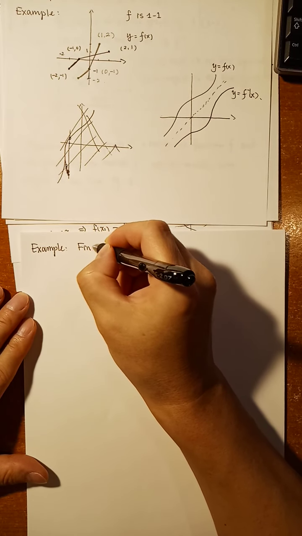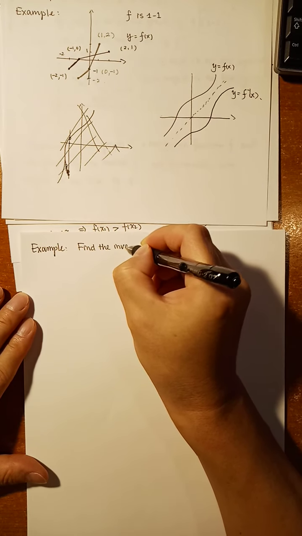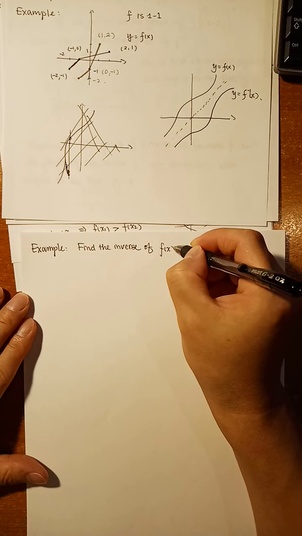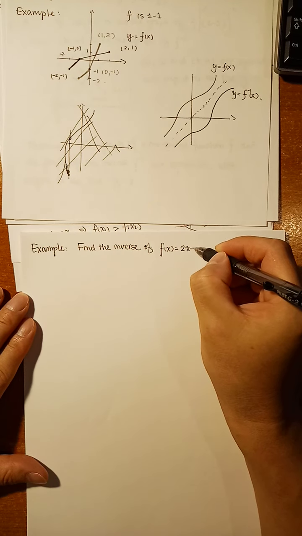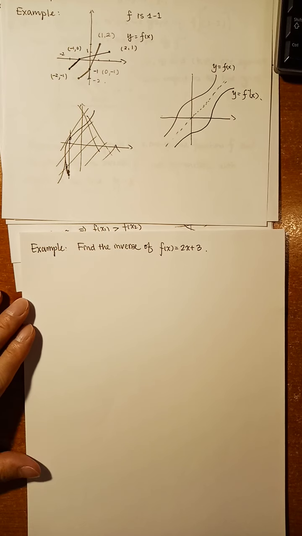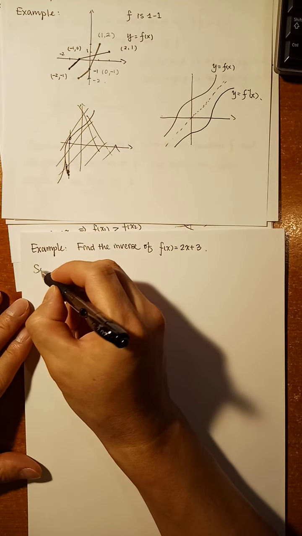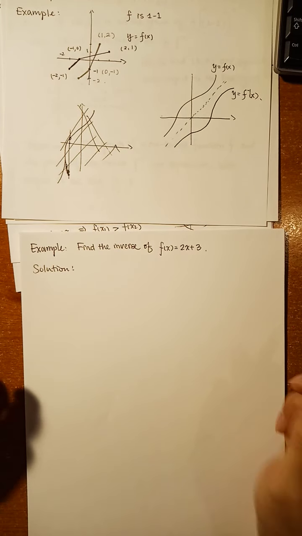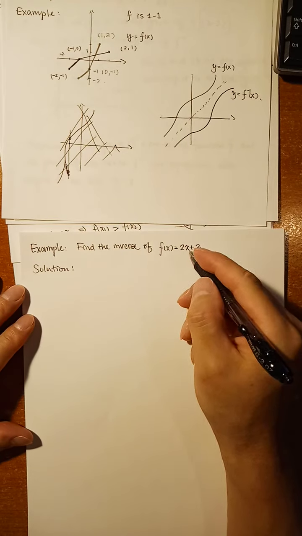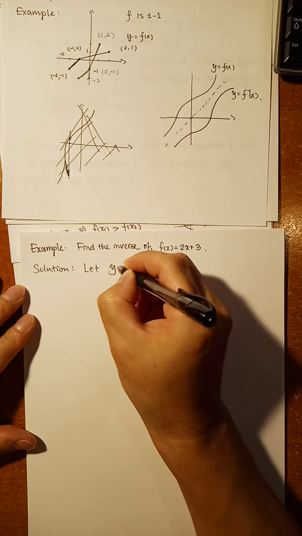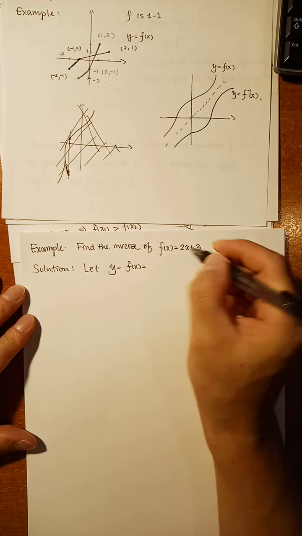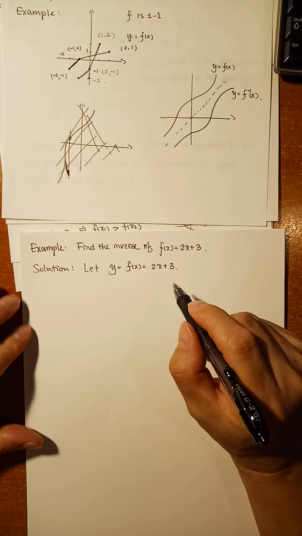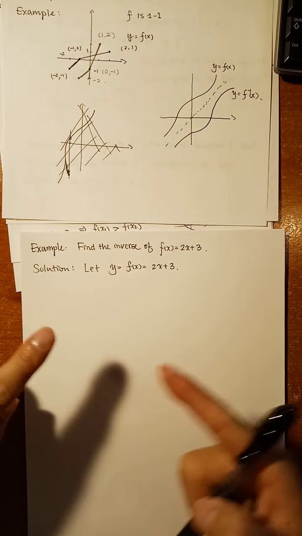Find the inverse of f(x) equal to 2x plus 3. Remember that to get the inverse of the original function, we interchange x and y. But here there's no y, just x. So first you introduce y. Let y be f(x), be 2x plus 3. Remember, this is the original function. And then what do you do? You interchange x and y.